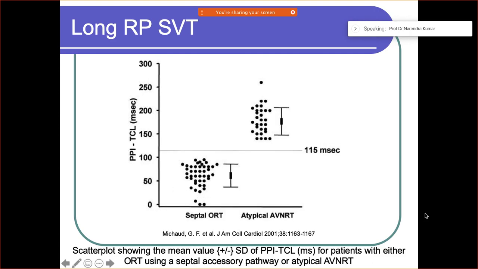Similarly, this is a beautiful and very important scatter plot showing the mean value of the standard deviation for the PPI minus tachycardia cycle length. In the tachycardia cycle length, if it is more than 115 milliseconds, it is going to favor the atypical AVNRT. And if it is less than that, septal ORTs.